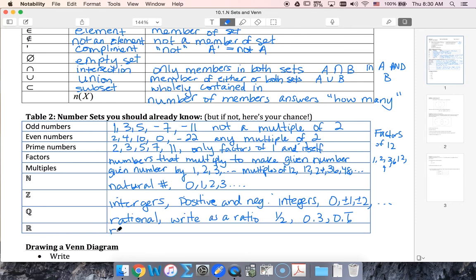R is my set of real numbers. So basically, every number you can think of is real. Pi is a real number, but I can't write it as a fraction. 5 is a real number. I can also write it as a fraction. I can also think of it as an integer and a natural number. So that's our introduction to Venn diagrams and number sets.